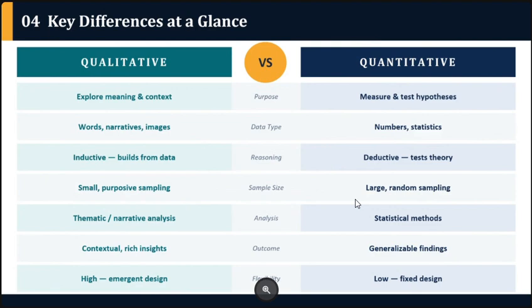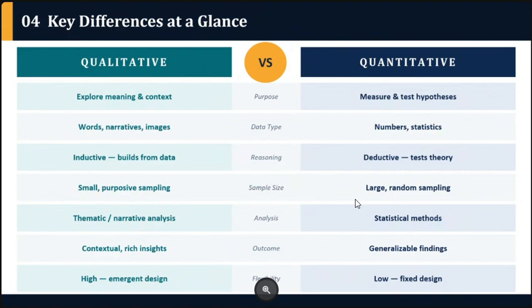Now let's move to the key differences between qualitative and quantitative research. First is purpose. Qualitative research focuses on exploring meaning and context, while quantitative research focuses on measuring and testing hypotheses. Secondly, data type. Qualitative research uses words, narratives, and images, whereas quantitative research uses numbers and statistics. Thirdly, reasoning. Qualitative research is inductive, meaning it builds theories from data. On the other hand, quantitative research is deductive, that means it tests existing theories.